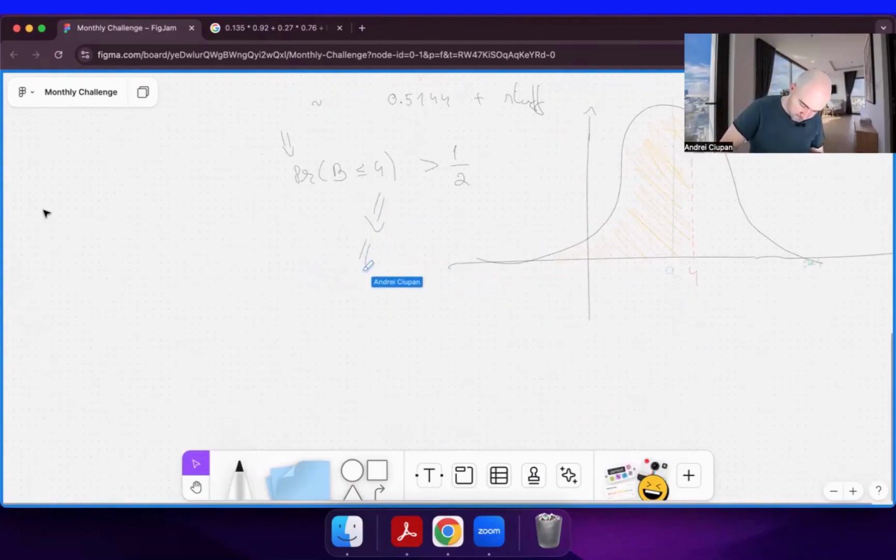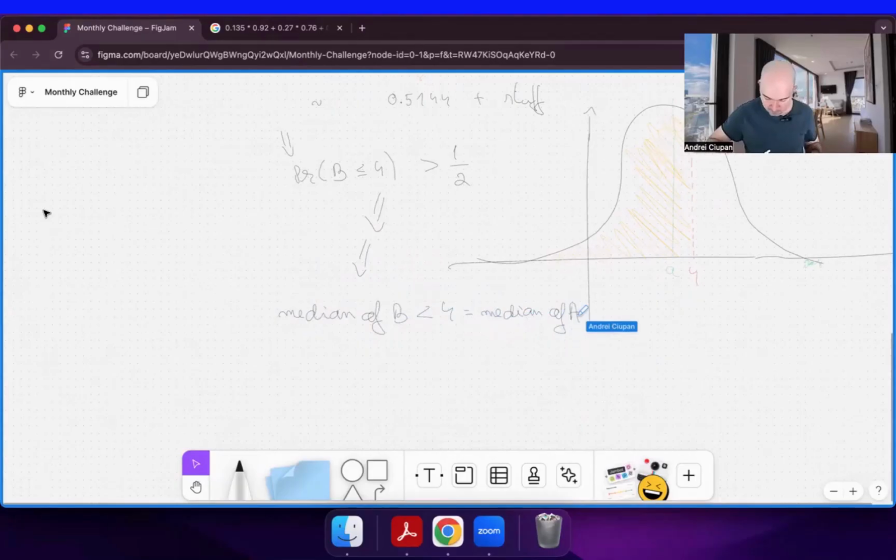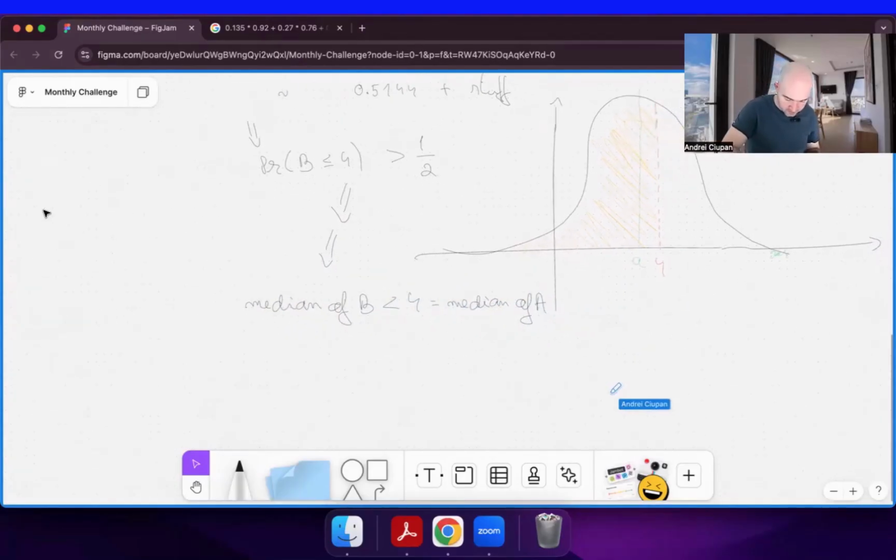So the median of B is strictly less than 4, which is the median of A. So A has the higher median. That's the answer.